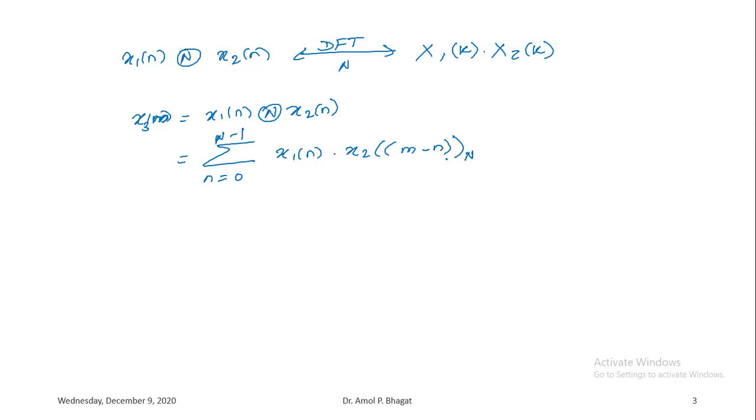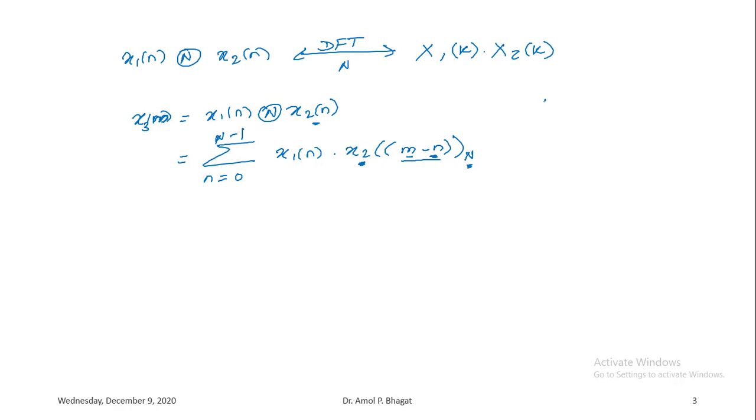So what does it mean? Basically this x2 of n signal is folded in a circular manner initially, so it is circular folding, and then it is shifted circularly by m samples, right? These folding and shifting operations are carried out in a circular manner in the circular convolution by considering this capital N period, right? So that is the difference between the linear convolution and circular convolution.